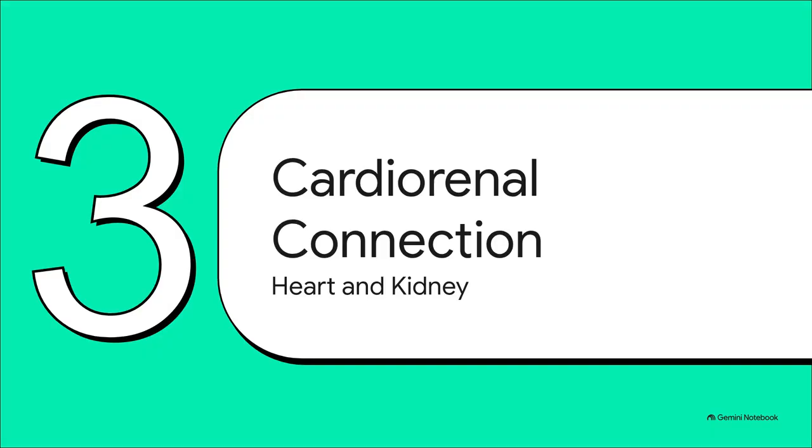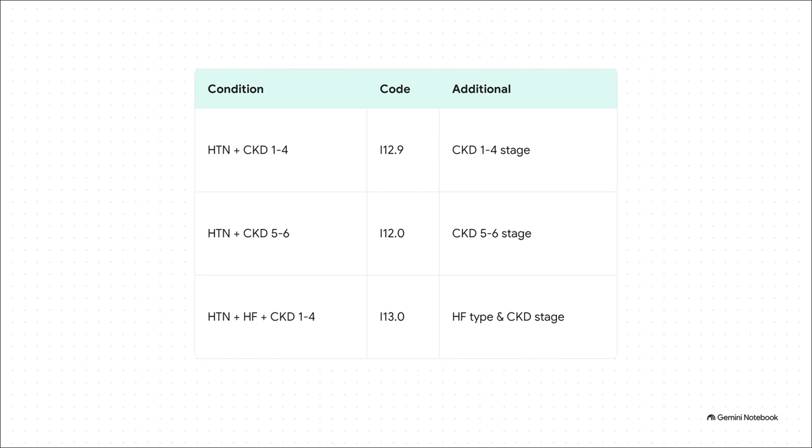All right, down to the kidneys. In Section 3, the cardiorenal connection. Things get really interesting when we look at the combo deal of hypertension, heart disease, and chronic kidney disease. When a patient has hypertension with both heart and chronic kidney disease, we jump straight to the combination category I13.